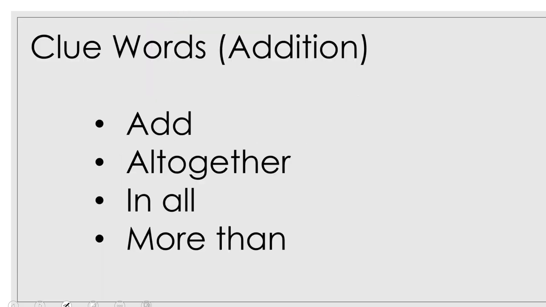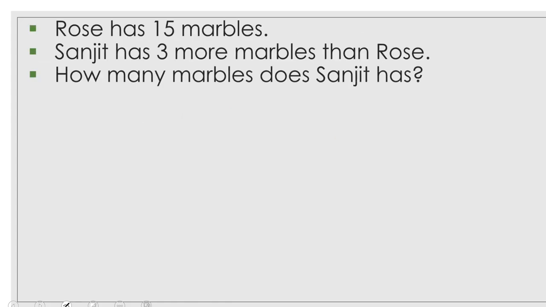When you find these words here, add, altogether, in all, or more than, it means you have to add. Okay? We call them clue words or magic words. I'll repeat, if you find the words like add or altogether or in all or more than, then you have to add. In our story, we find the word more than. So we can add.